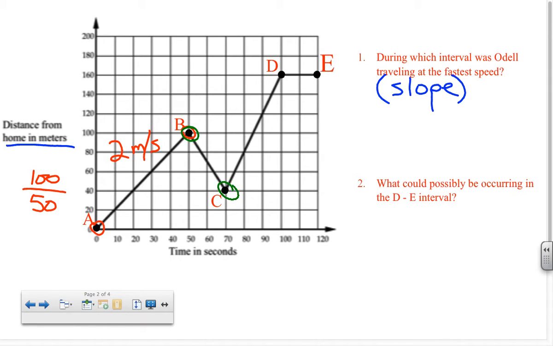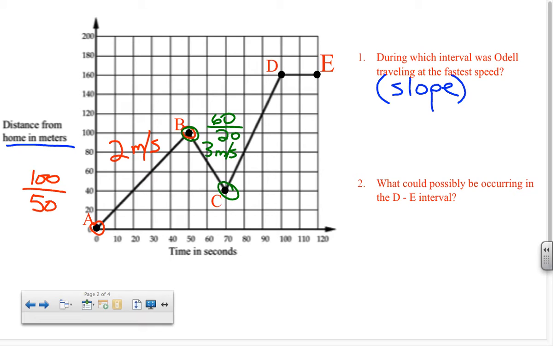The next interval is from B to C. She's returning home, goes back really quick to pick something up. Just because it's going down doesn't necessarily mean she's moving slower. We still have to figure out the slope here. So we're going from 100 meters to 40, so that would be a vertical change of 60. And our horizontal change, our x, or our run in this case, would be from 50 to 70, which is a difference of 20. So that would be 3 meters per second, since 20 goes into 60 3 times.